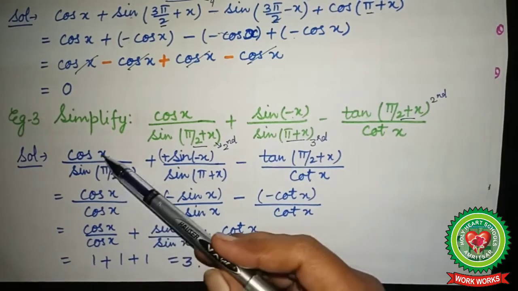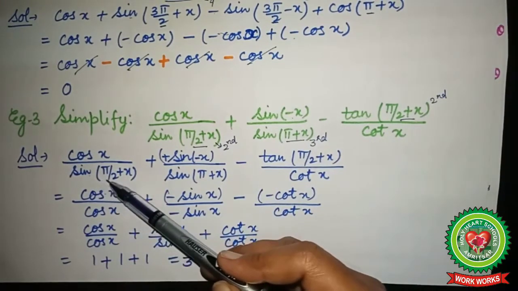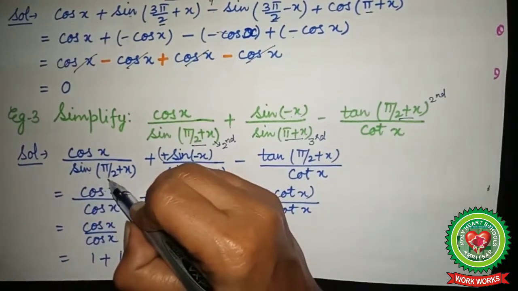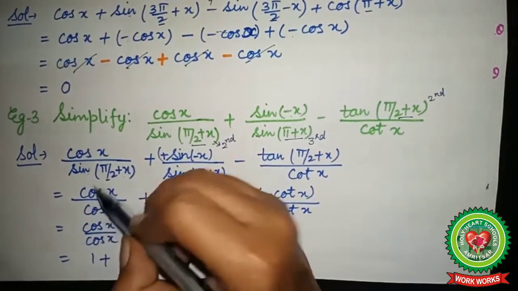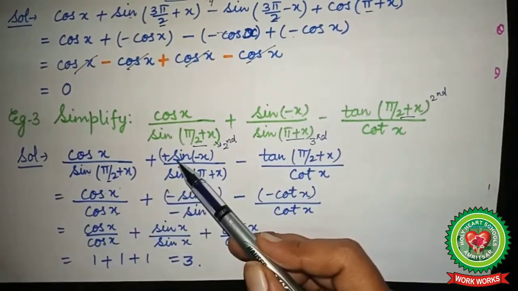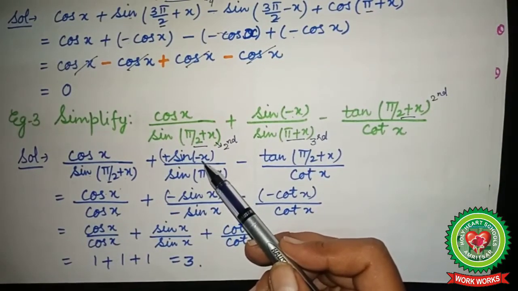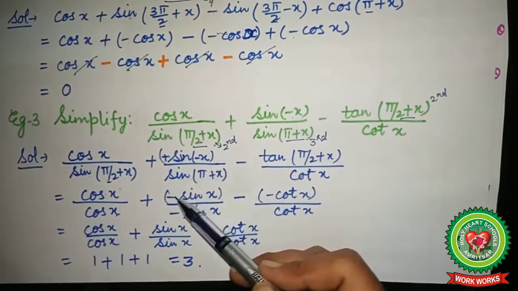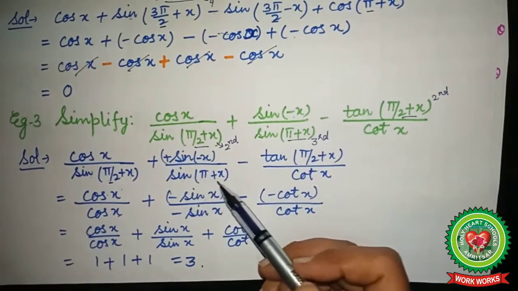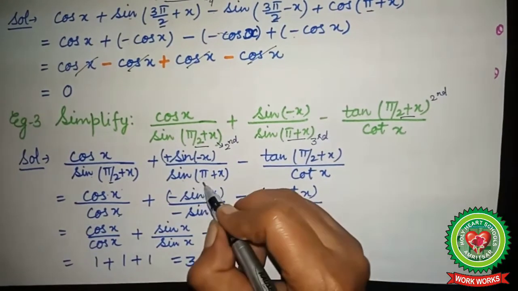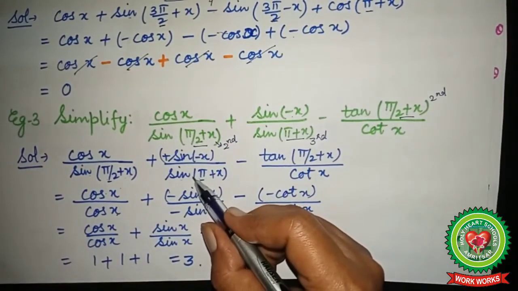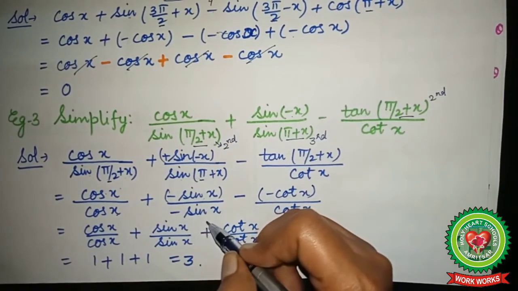Now first of all, cos x as it is, sine of pi by 2 plus x. It is in the second quadrant as it involves pi by 2, so the function will change. We get cos x upon cos x. Plus, now the second one, sine of minus theta. As we know it is equal to minus sine x. Here sine of pi plus x is in the third quadrant. Because it involves pi, the function will remain the same. So sine x, but in the third quadrant sine is negative, so minus sine x.